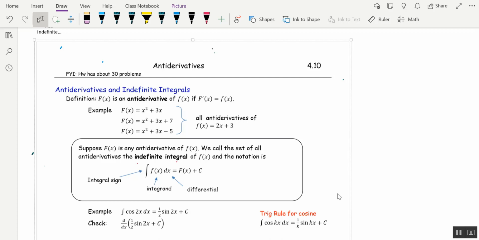Welcome to section 410. Today is an exciting day because it's the gateway to integral calculus, which is what we're going to do all next semester, as opposed to this semester when we did differential calculus. So let's start with the definition.